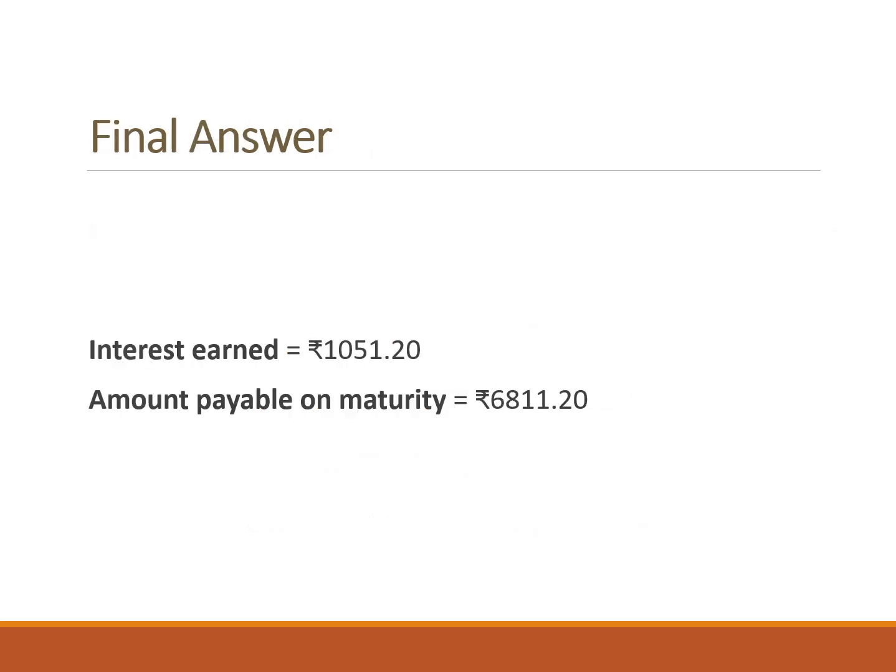And finally, the answer is, the interest earned by Mohan is 1,051 rupees and 20 paise. The total amount he will receive on maturity is 6,811 rupees and 20 paise.